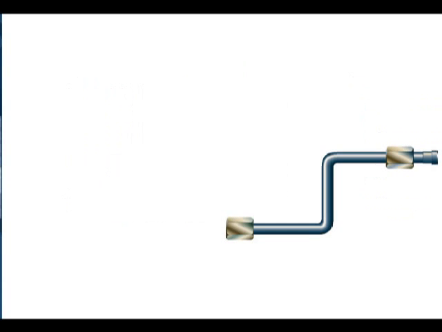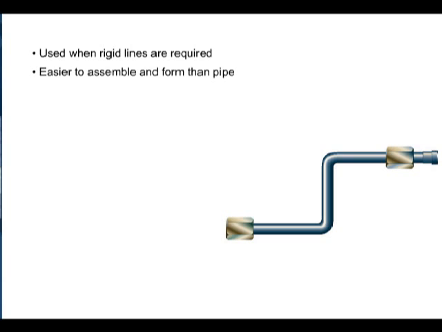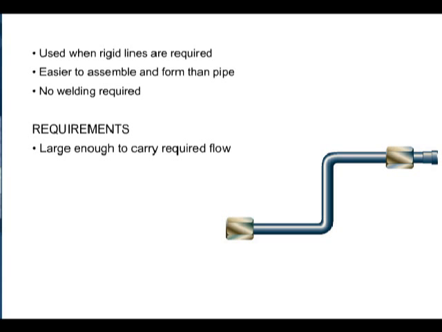Tubing is used as a conductor when rigid lines are required. It is often easier to assemble and form, and requires no welding to achieve leak-free connections. As with all types of conductors, certain requirements must be met. The line must be large enough to carry the required flow and strong enough to withstand internal pressures.